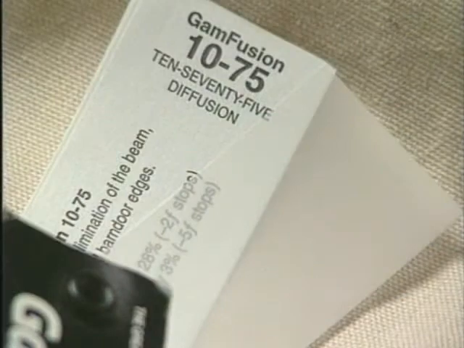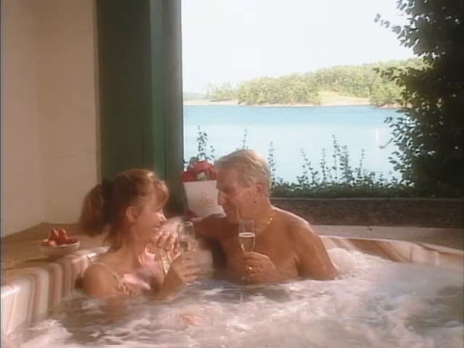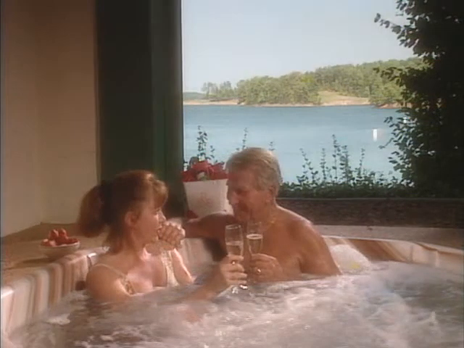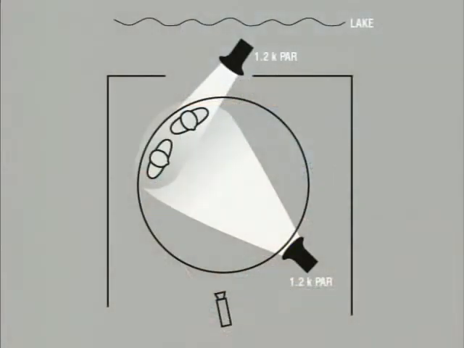With a single sheet of GAM 1075 diffusion on the front of the barn doors, this instrument was set close to the subjects to produce a light level that would match the brightness of the background exposure. The addition of the two-stop ND grad filter reduced the brightness of the background at the top of the frame to complete the image. A look at the diagram of the lighting shows the placement of the light sources relative to the subjects and the camera.